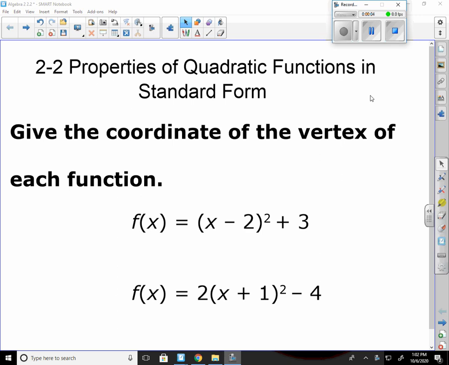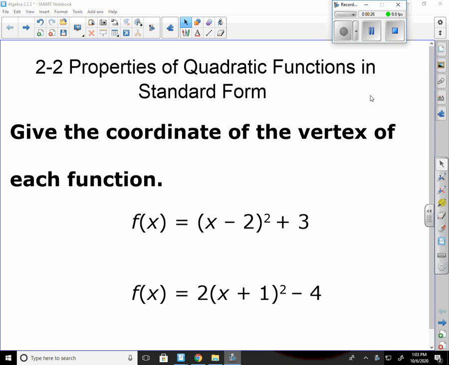2.2, properties of quadratic functions in standard form. Yesterday at the end of the lesson, we learned how to find the vertex of each function. So I want you to find the coordinates of the vertex of each of these two functions. I want you to try to find it on your own. Okay, I'm obviously not going to wait.